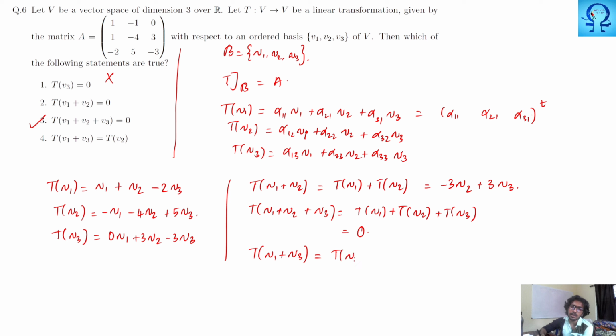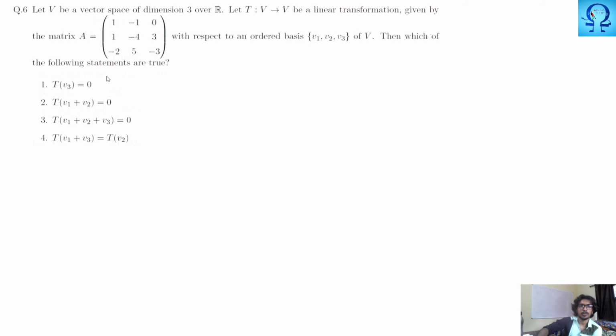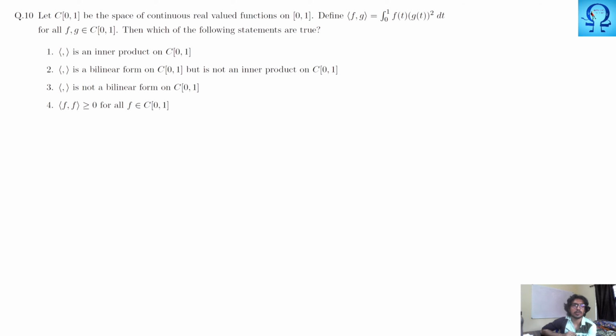And T of v1 plus v3 you can very well check. This is simply T of v1 plus T of v3, and this would give you v1 plus 4v2 minus 5v3, which is minus 1 times T of v2, but they have given it as simply T of v2, that is wrong. Okay, moving to the next question.